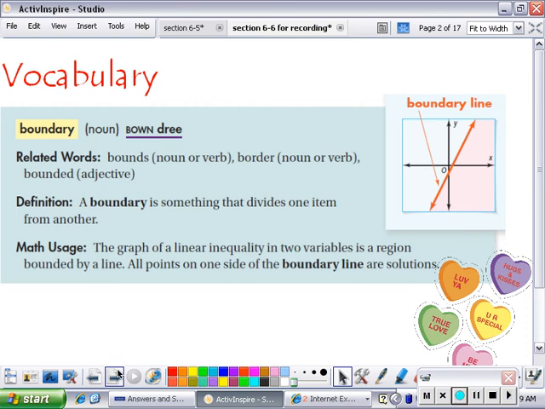Our vocabulary word for the day is boundary, and the way we're going to be looking at it here is, a boundary is something that divides one item from another. So in the math usage, the graph of a linear inequality in two variables is a region bounded by a line. All points on one side of the boundary line are solutions.